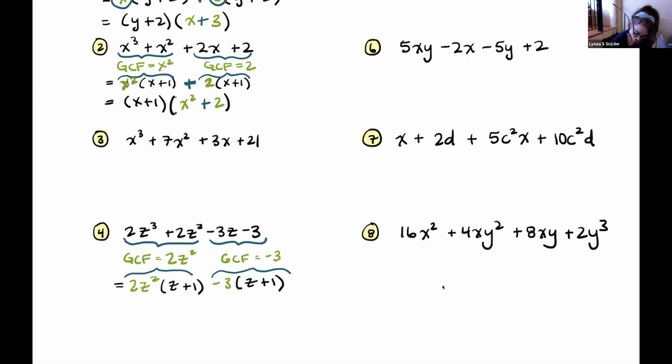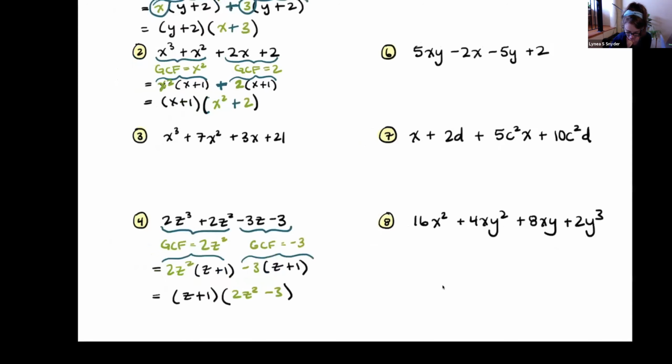Okay, and then again, we've got overall in this piece here, the way it's written, we've got a big GCF of z plus 1, so we can take that out. Then we've got 2z squared and then minus 3 left. And so there we go. We have, again, factored by grouping.